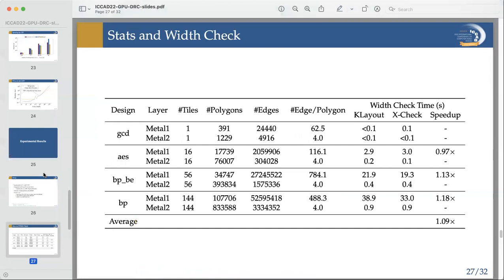And the first table shows the statistics of the benchmarks and results of the width check. So we have 4 different circuit designs with different sizes, different numbers of polygons and different edges. And width check is the simplest task because it only involves the distance check within each polygon. So in this case, KLayout runs already very fast, and we observe some mild speedup in the 2 big cases.